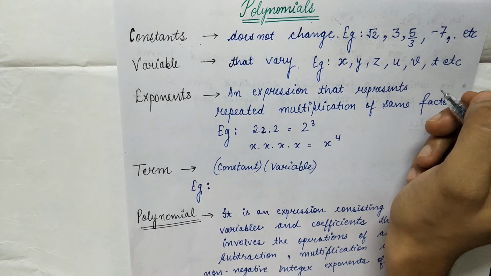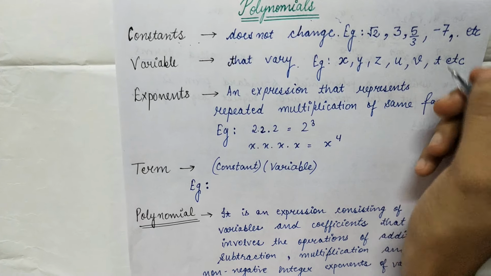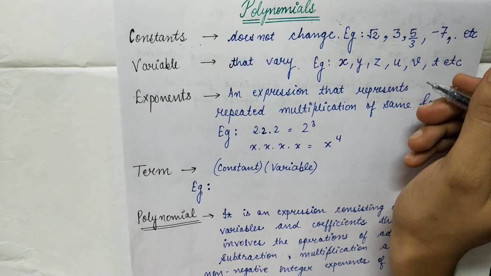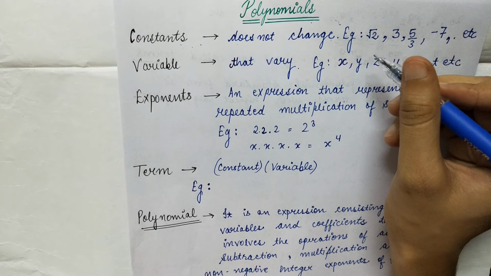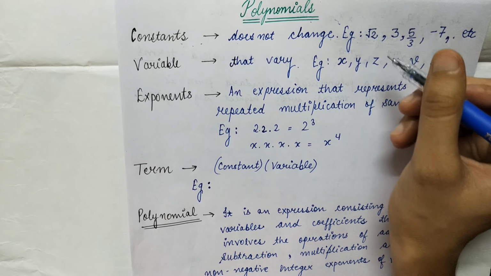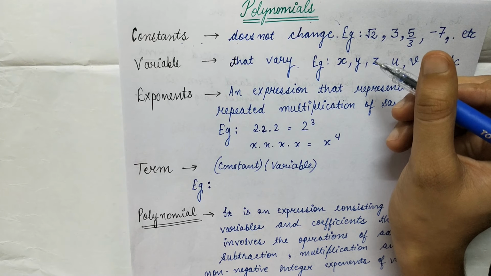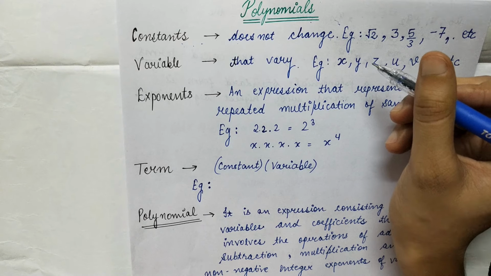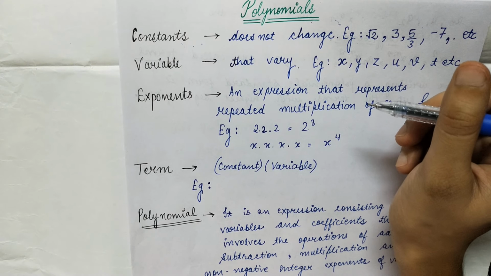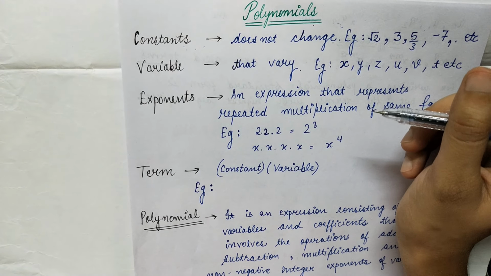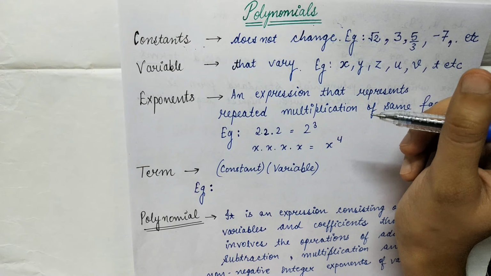Whenever we have to write an expression of a polynomial, we use constants and variables. Constants, their value will be fixed and will not change, and in place of constants in general expressions, we will use a, b, c, d like this, and for variables we will use x, y, z. Generally we use these, otherwise you can take any alphabet as a constant or a variable.